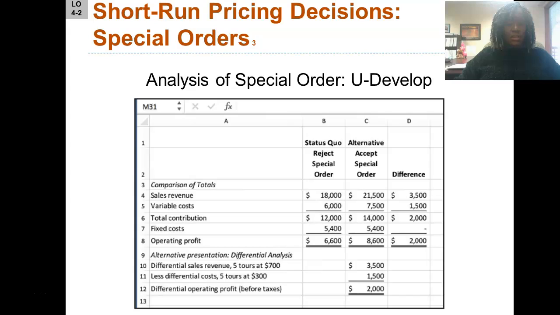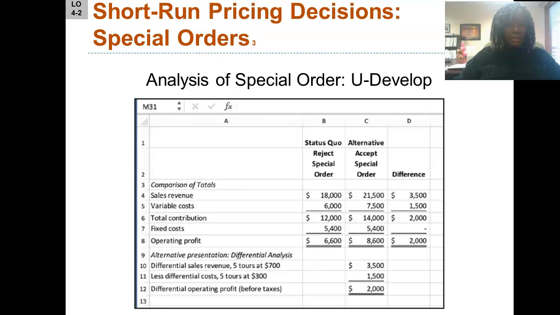Now, if we analyze it using our status quo, the $6,600 in operating profit, what would be the difference if we accept the special order? First of all, we get $21,500 in sales revenues. Our variable costs will go up a little bit. Our contribution margin obviously looks different. But then we look at the bottom, we see our fixed costs remain the same. So if we accept the offer, we have an operating profit of $8,600.